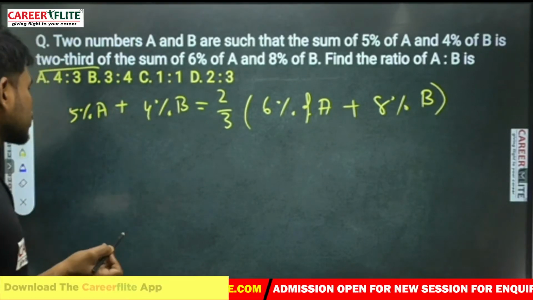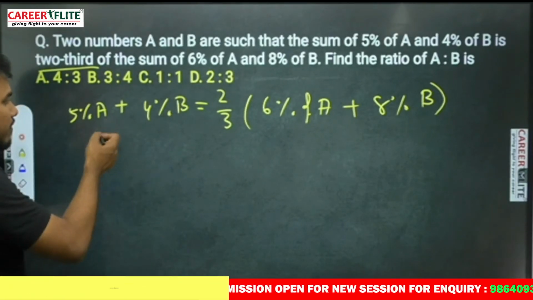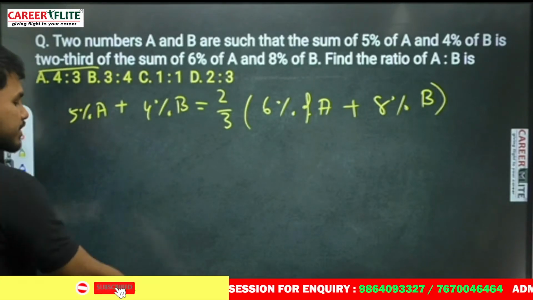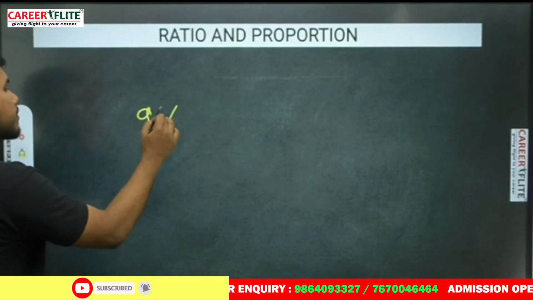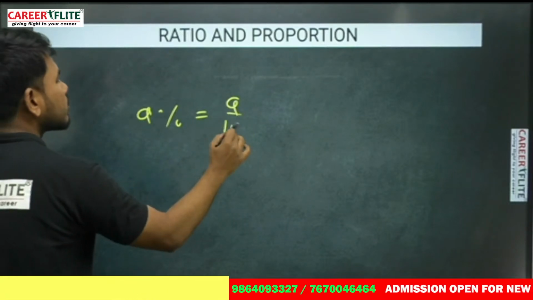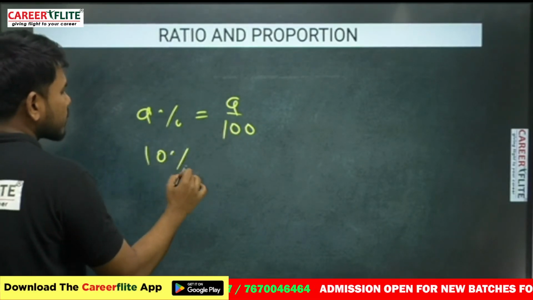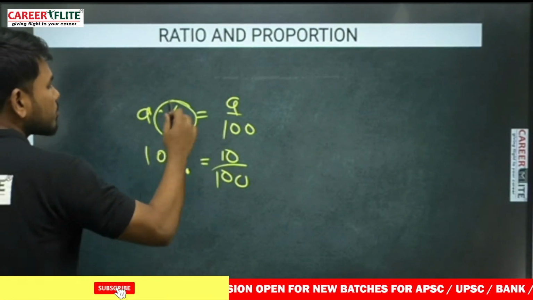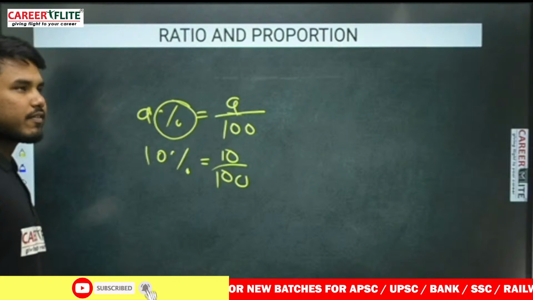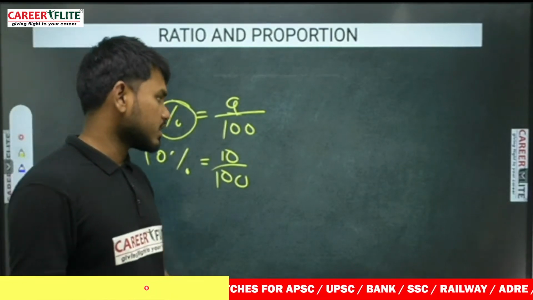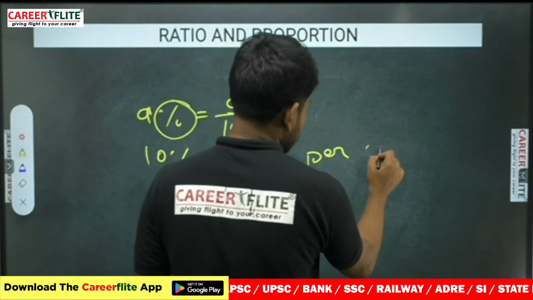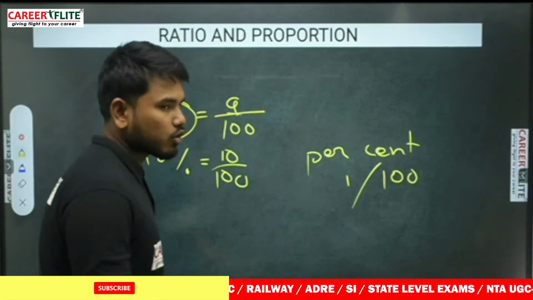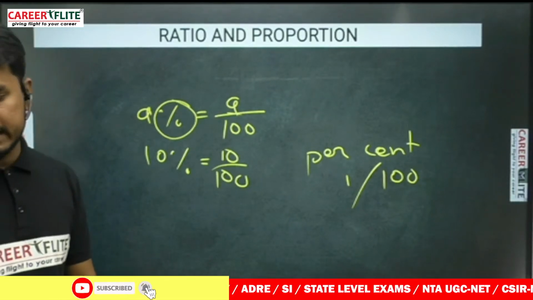No, right? So see, percentage, that means this will be 5A by 100, 4B by 100. What does percentage mean? What does A percent mean? A by 100. What does 10% mean? 10 by 100. So anything with percentage, if you remove the percentage, it will be divided by 100. Percent: cent means 100, per means 1 out of 100, okay?